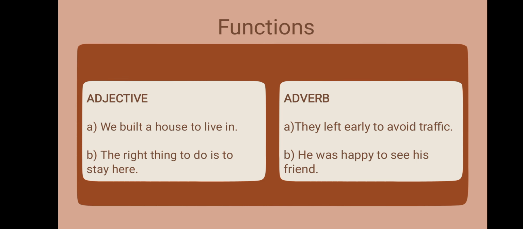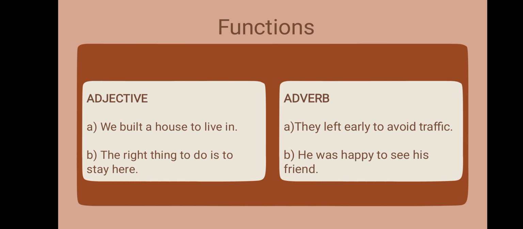Okay, next one. The other function is to be an adverb. Adverbial to infinitives are used to modify an adjective, adverb, or main verb to express purpose or reason. Here are a few examples. A. They left early to avoid traffic. Actually, this one is an adverbial to infinitive clause expressing purpose. And B, he was happy to see his friend. This one is an adverbial to infinitive clause expressing reason.